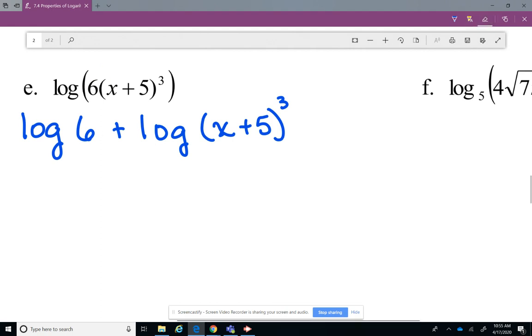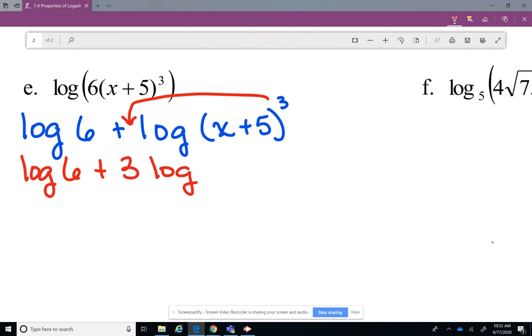All right, we're almost done. There is an exponent though, and we can't have an exponent. So we're going to take that exponent, if you remember, and put it right in front of this log. So log base 10 of 6 plus 3 log base 10 of x plus 5. All right, we don't have any more exponents. We have a coefficient now, so we're done with that one.